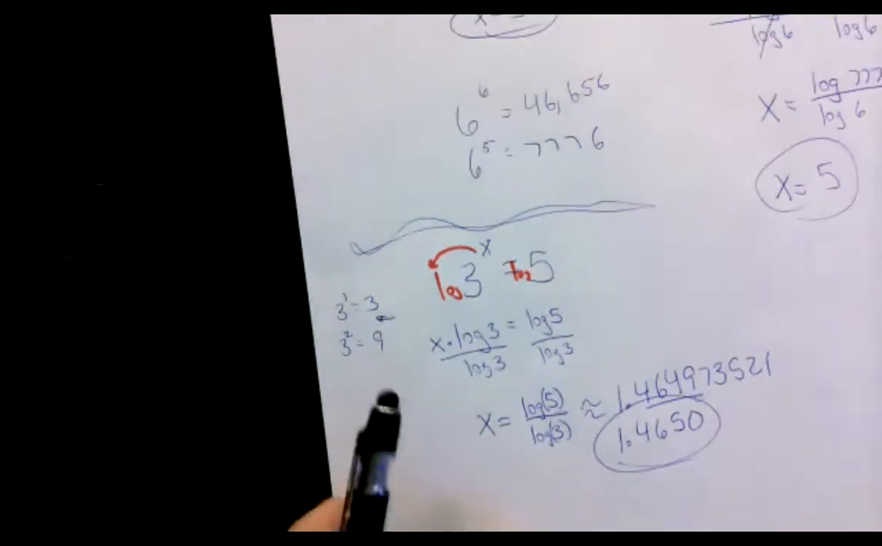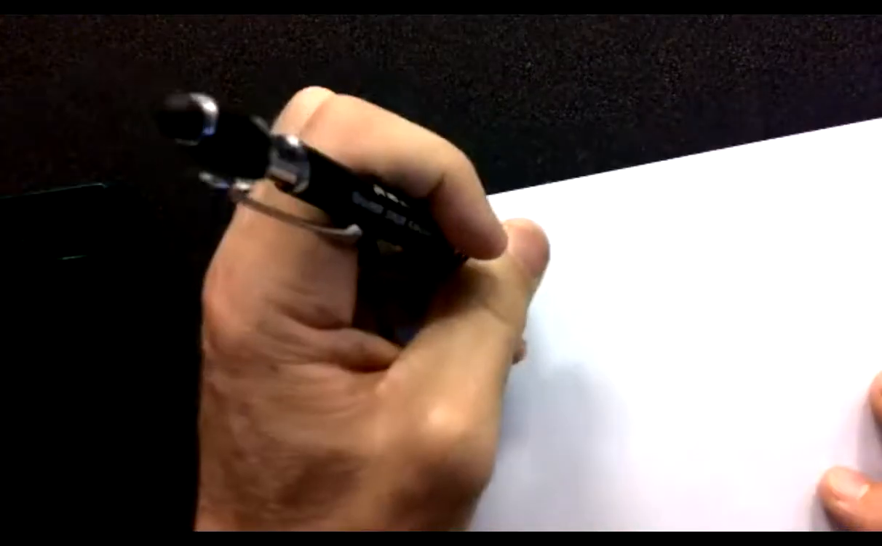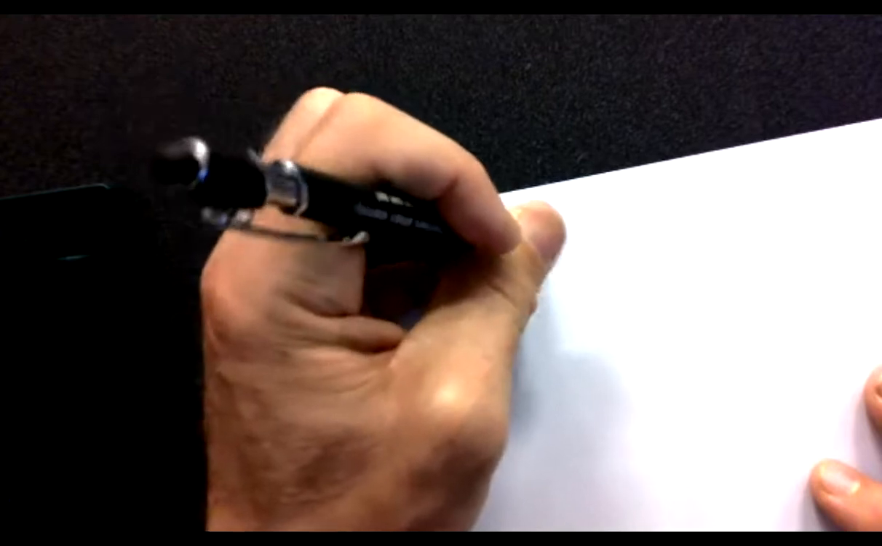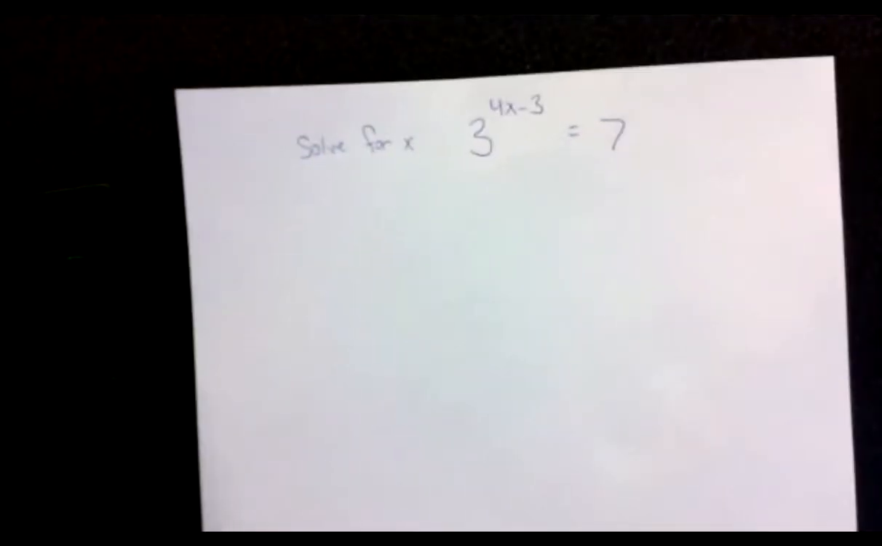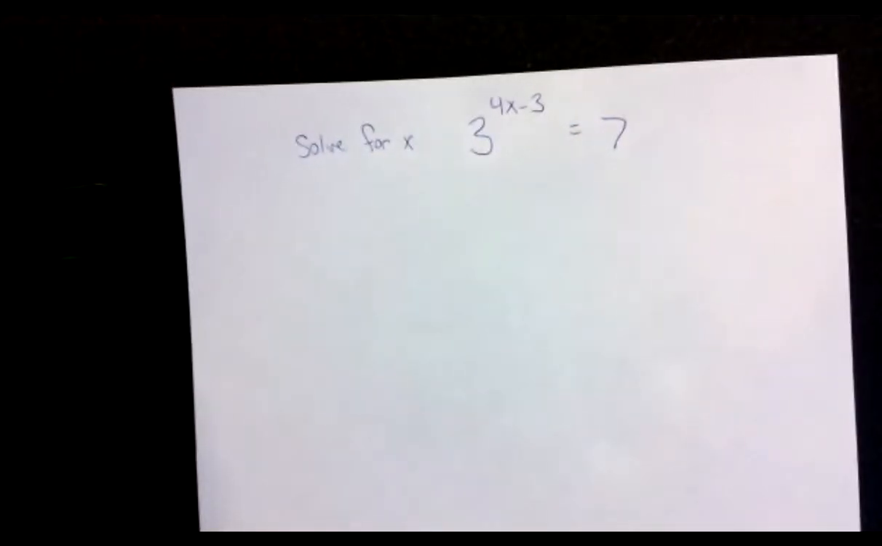Now, again, that's the simple version of what we're doing. Of course, it's a math class. They've got to take things and make it more complicated. They're throwing some more steps in here. So they'll say something like, solve for x. They'll give us something like 3 to the 4x minus 3 power equals 7.